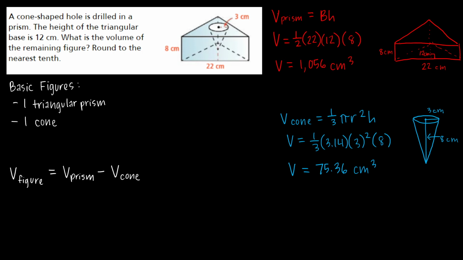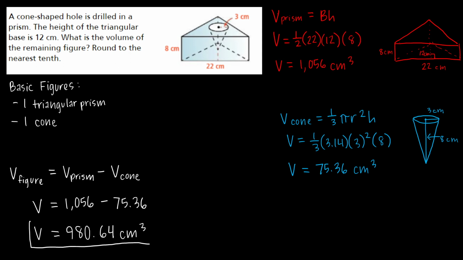So now we have the volume of the triangular prism and the volume of the cone. And we are asked to find the remaining volume after we take away the volume of the cone. So let's fill in what we know. So the volume total is equal to the prism volume, which is 1056, minus the cone volume, which is 75.36. So the total volume is equal to 980.64 cubic centimeters. So the only difference between this problem and the previous problem is we had to take away the volume of one of the figures because we are finding the remaining volume of the composite figure.